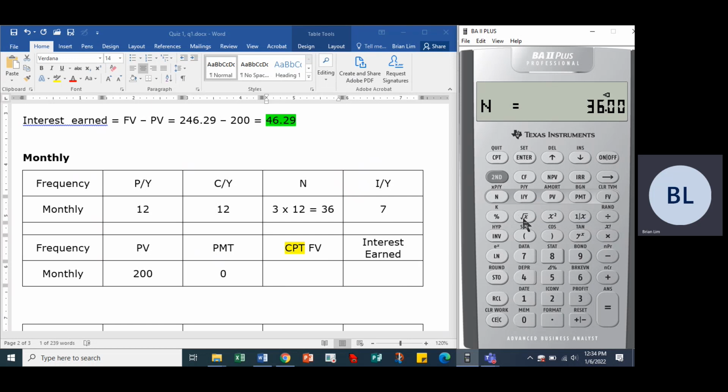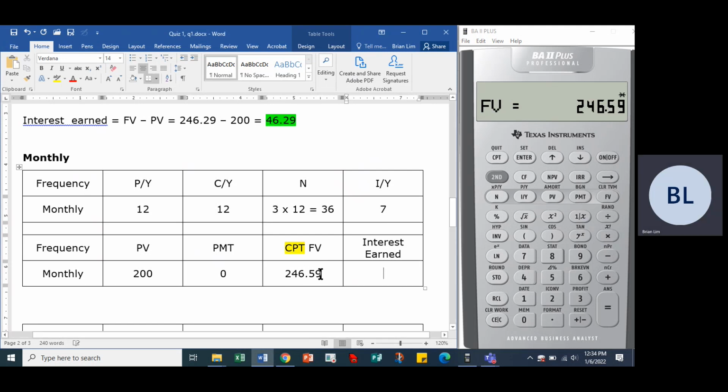Now 7 is already in IY. If you wish, you could recall IY, and you see it has 7. But if you still want to, you can put 7 IY, and there we are. Present value will also be 200 because that is what we had in there, or we have a negative 200. It doesn't really matter, but we have a negative 200, so it's there already. We don't really need to re-enter it, but if we choose to, we go 200 plus minus and present value. Okay, 0 for the payment. If we recall the payment, it is also 0. So 0 for the payment. And then we compute the future value and get 246.59.